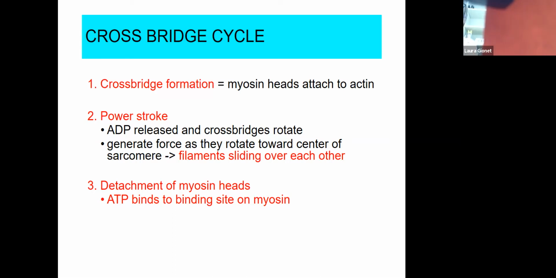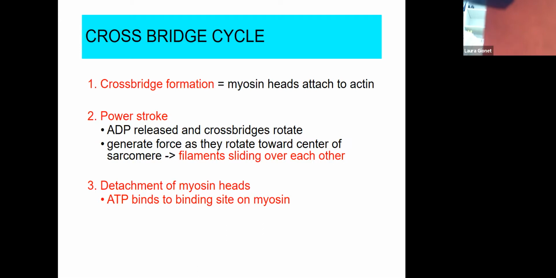Okay, so now we're going to talk about the cross bridge cycle, which is essentially myosin heads making contact and rowing over and over again, shortening and producing tension and force within this sarcomere. So cross bridge formation is when myosin actually makes contact with actin. And for it to do that, remember the troponin tropomyosin molecule has to roll over and uncover those binding sites on actin. So the cross bridge is when they attach, right?